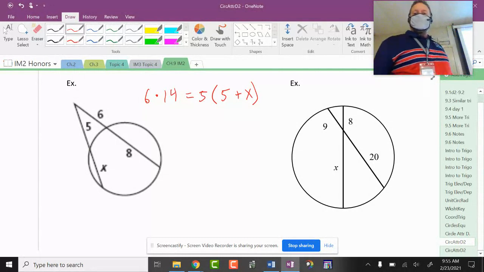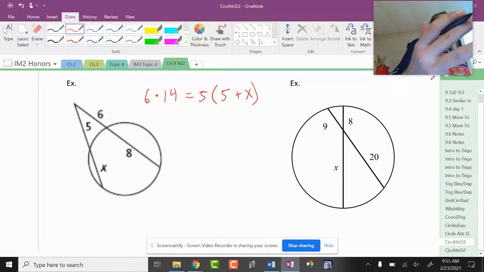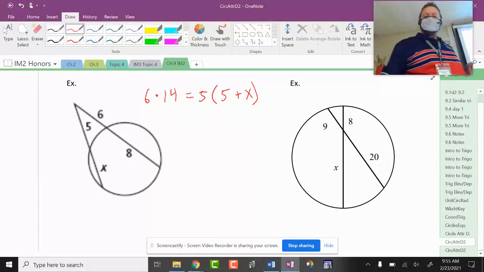Now I don't have time for number 9, but it actually is easy. 9 over x equals 8 over 20, right? That's direct for me, instead of trying to remember something else. 9 over x equals 8 over 20, crisscross.